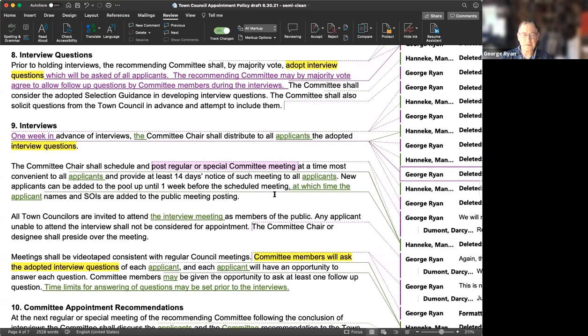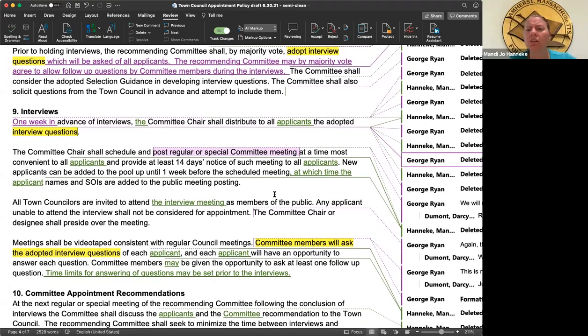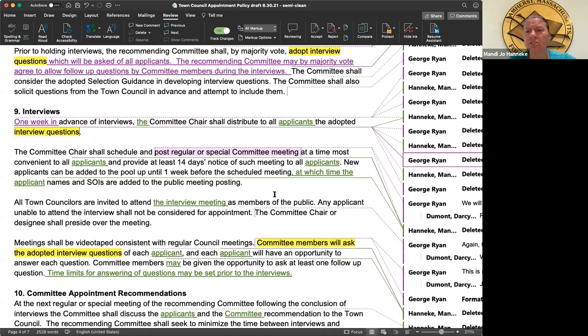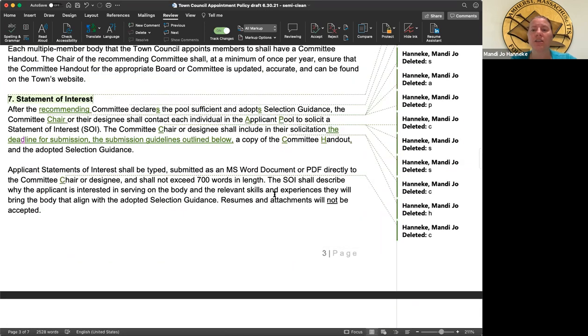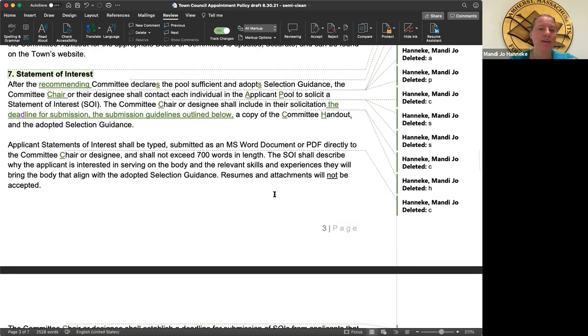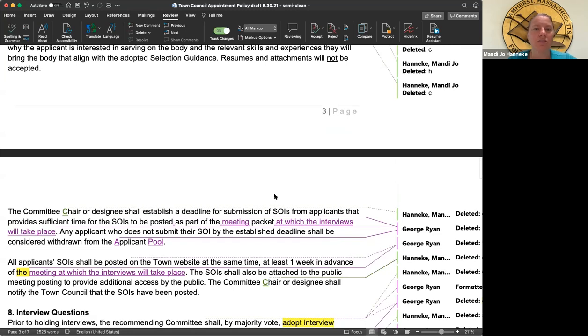So, yeah. It wouldn't require a lot of changing in section 7. Section 7 says any applicant who does not submit their SOI, right now it says by the established deadline, shall be considered withdrawn. You could just change the wording "by the established deadline" to "in advance of the chair's submission of applicant names or addition of applicant names to the agenda," something like that.